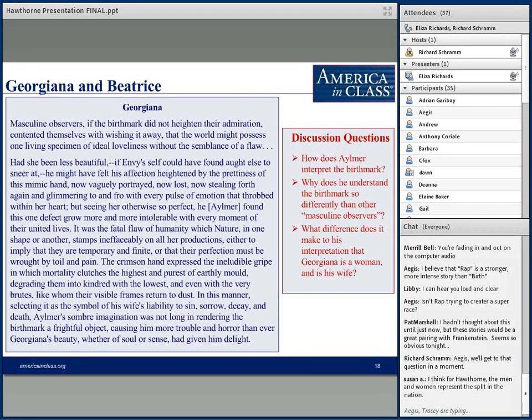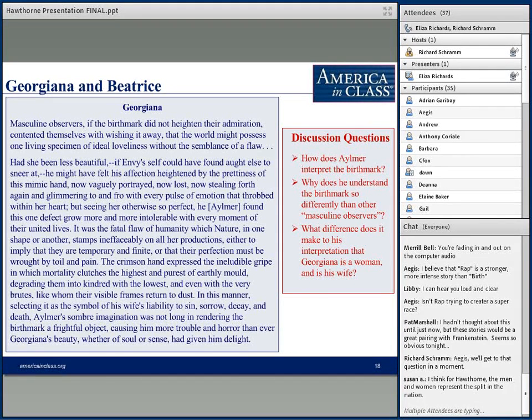Masculine observers, if the birthmark did not heighten their admiration, contented themselves with wishing it away, that the world might possess one living specimen of ideal loveliness without the semblance of a flaw. Had she been less beautiful, if envy's self could have found aught else to sneer at, he might have felt his affection heightened by the prettiness of this mimic hand, now vaguely portrayed, now lost, now stealing forth again, and glimmering to and fro with every pulse of emotion that throbbed within her heart.